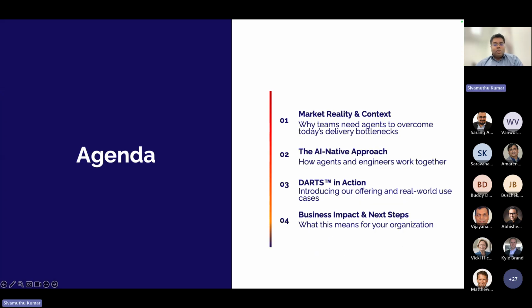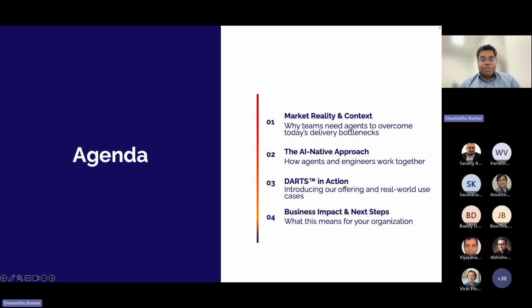So first, we will ground ourselves in the market reality, what the enterprise teams are struggling with, and what's creating a delivery pressure, especially to adopt AI agents. And then we will look at the AI native approach, how agents fundamentally change engineering workflows. Next, I will show you DARTS in action with real customer stories across feature development, legacy modernization, and automated testing. And finally, we will talk about the business impact and next steps if your organization wants to adopt this safely and quickly.